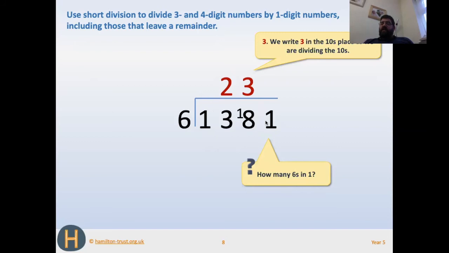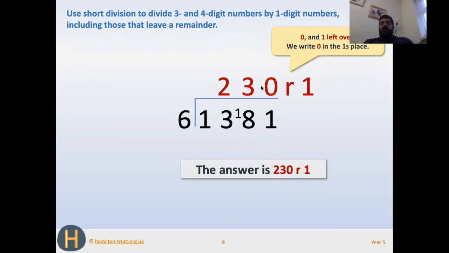The answer is none. But this time we have to write a 0, otherwise we'll get the answer wrong. We'll say it's 23, remainder 1. It's not. It's 230, remainder 1. All right. Now, here's the question.